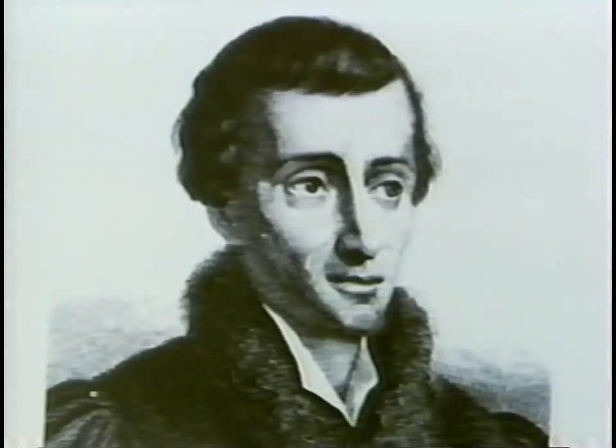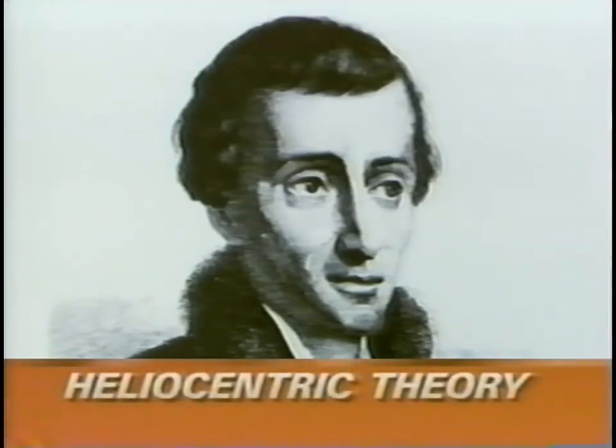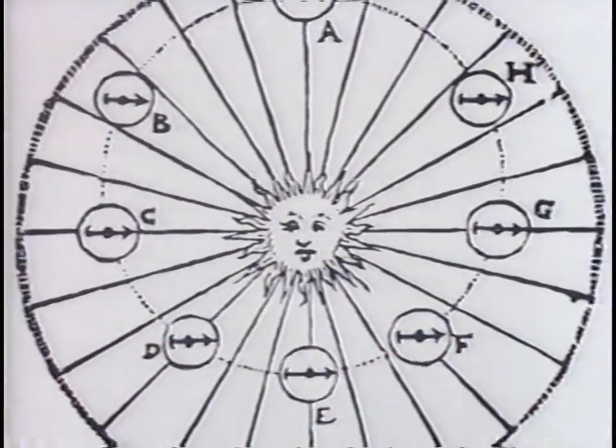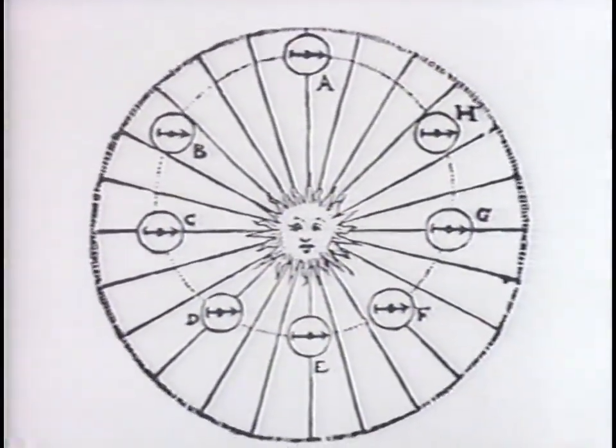In the 1500s, Nicholas Copernicus of Poland presented the heliocentric theory, the belief that the earth revolves around the sun as it rotates on its axis.